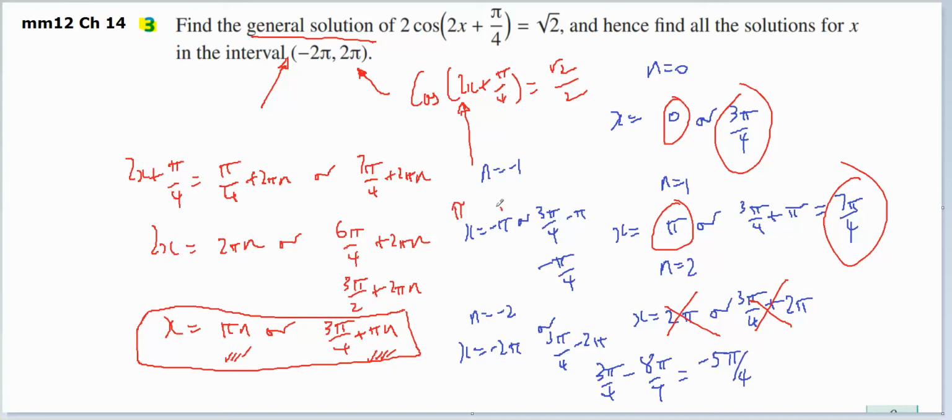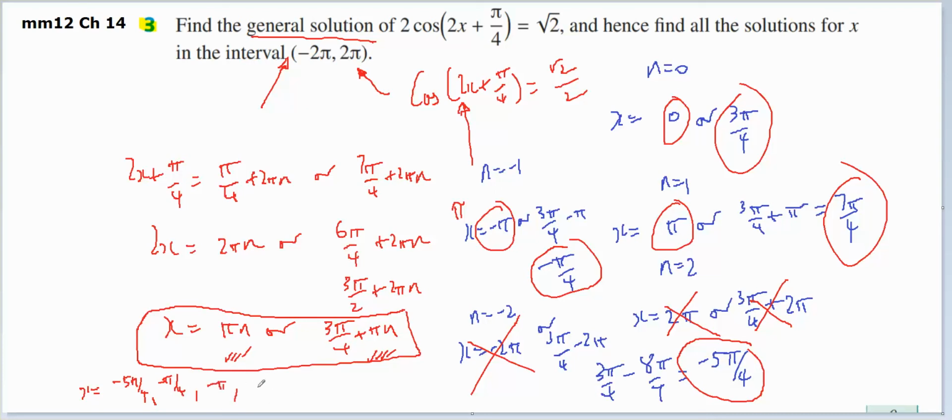I will accept this answer. I will accept this answer. I won't accept that answer because that is on the border, but I will accept that answer. So I actually have all of these answers. X equals minus 5 pi on 4, minus pi on 4, minus pi, 0, 3 pi on 4, pi, and 7 pi on 4. 1, 2, 3, 4, 5, 6, 7 solutions. The reason it's 7 and not 8 is that on the boundary I lost some answers.